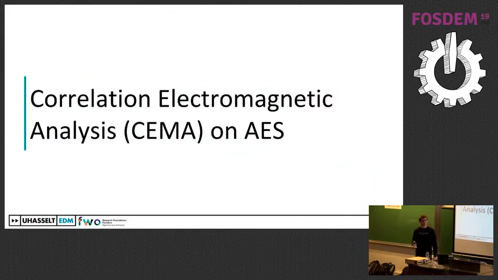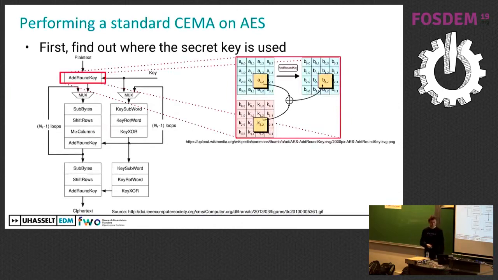Now, one of these attacks that is used in practice is called correlation electromagnetic analysis, and we'll see how this can be applied on AES. As a first step, it's a good idea to take a look at the algorithm and see where the secret key is being used. For AES, this is pretty trivial because immediately in the first stage of the algorithm, you can see an AddRoundKey stage, which will take the key as an input, take the plaintext, and just XOR them together. So that's really trivial.